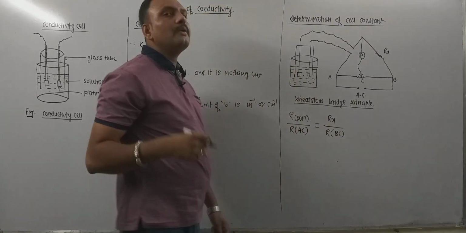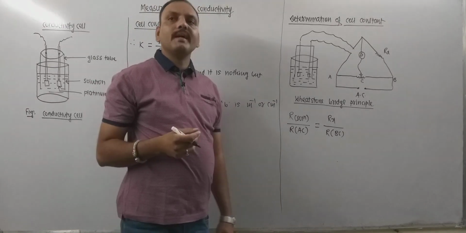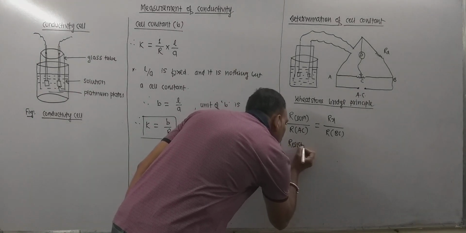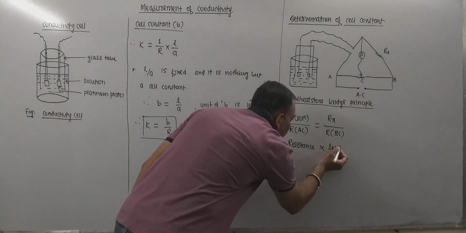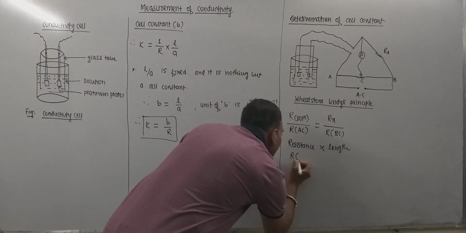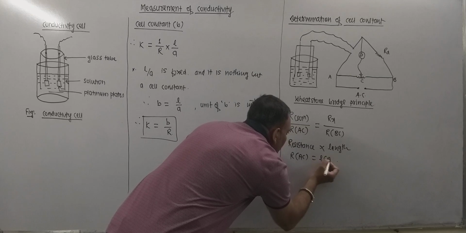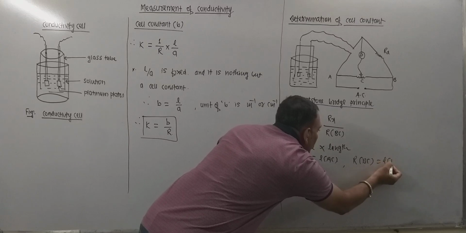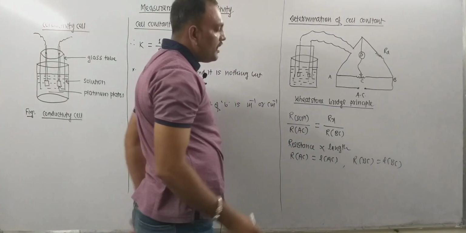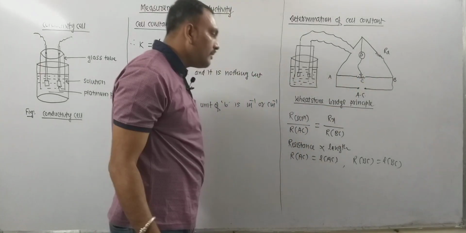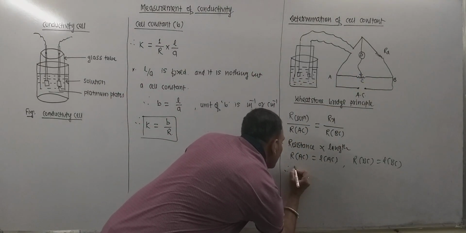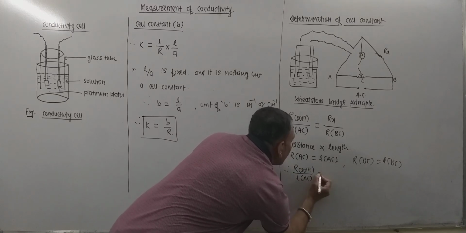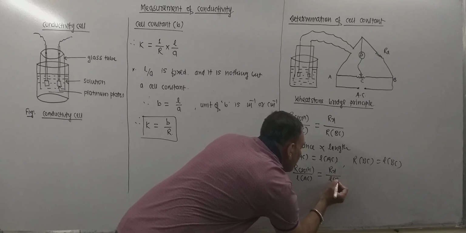BC. Now we know again one thing, that the resistance of a conducting material is directly proportional to its length. Resistance is proportional to length. Thus we may write resistance of AC as length of AC. So it will be proportional for sure, and resistance of BC equal to length of BC. Now we need to measure the lengths of AC and BC. So this comes as resistance of solution upon length of AC equals Rx upon length of BC.